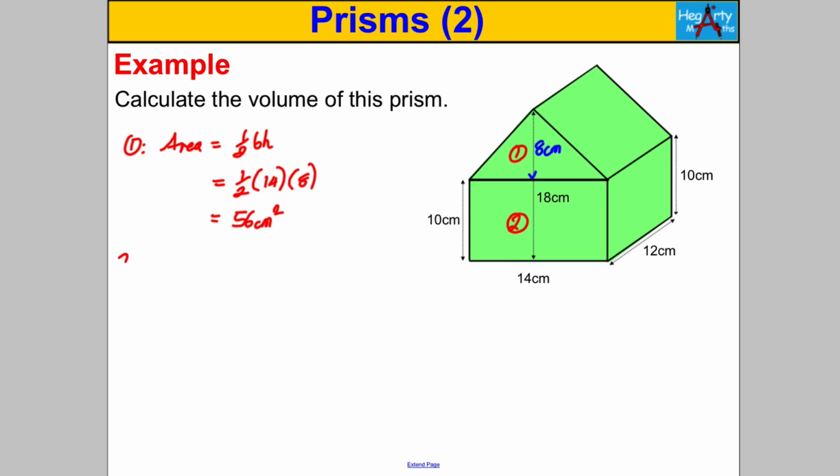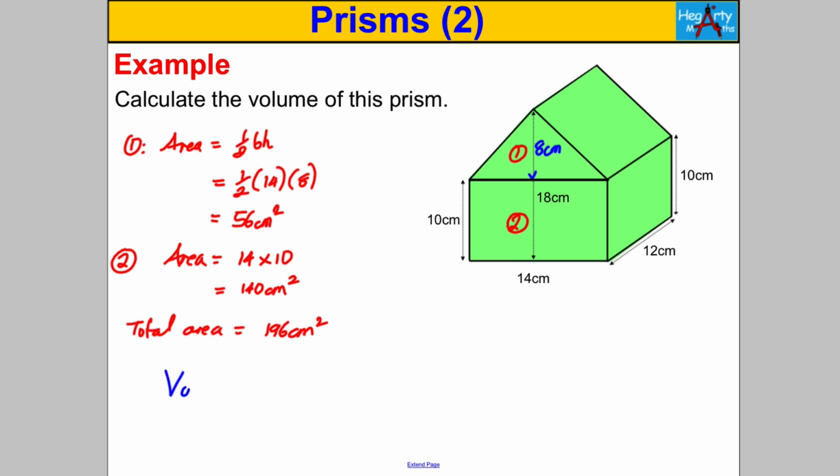Let's work out the area of 2. That's simply a rectangle. The area is going to be the base, which is 14, multiplied by the perpendicular height, which is 10. So that's going to equal 140 centimeters squared. So the total area is the 56, add the 140, which is going to be 196 centimeters squared.